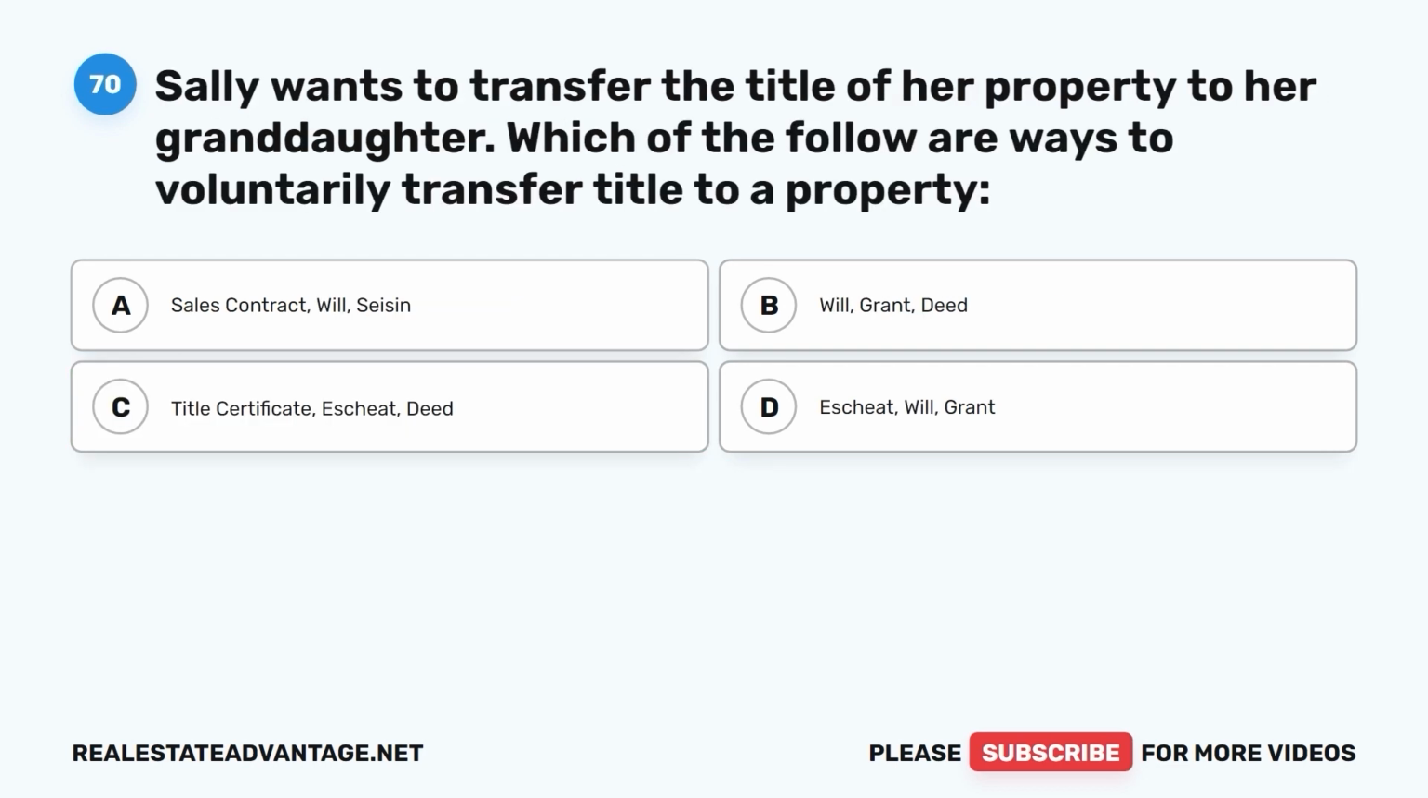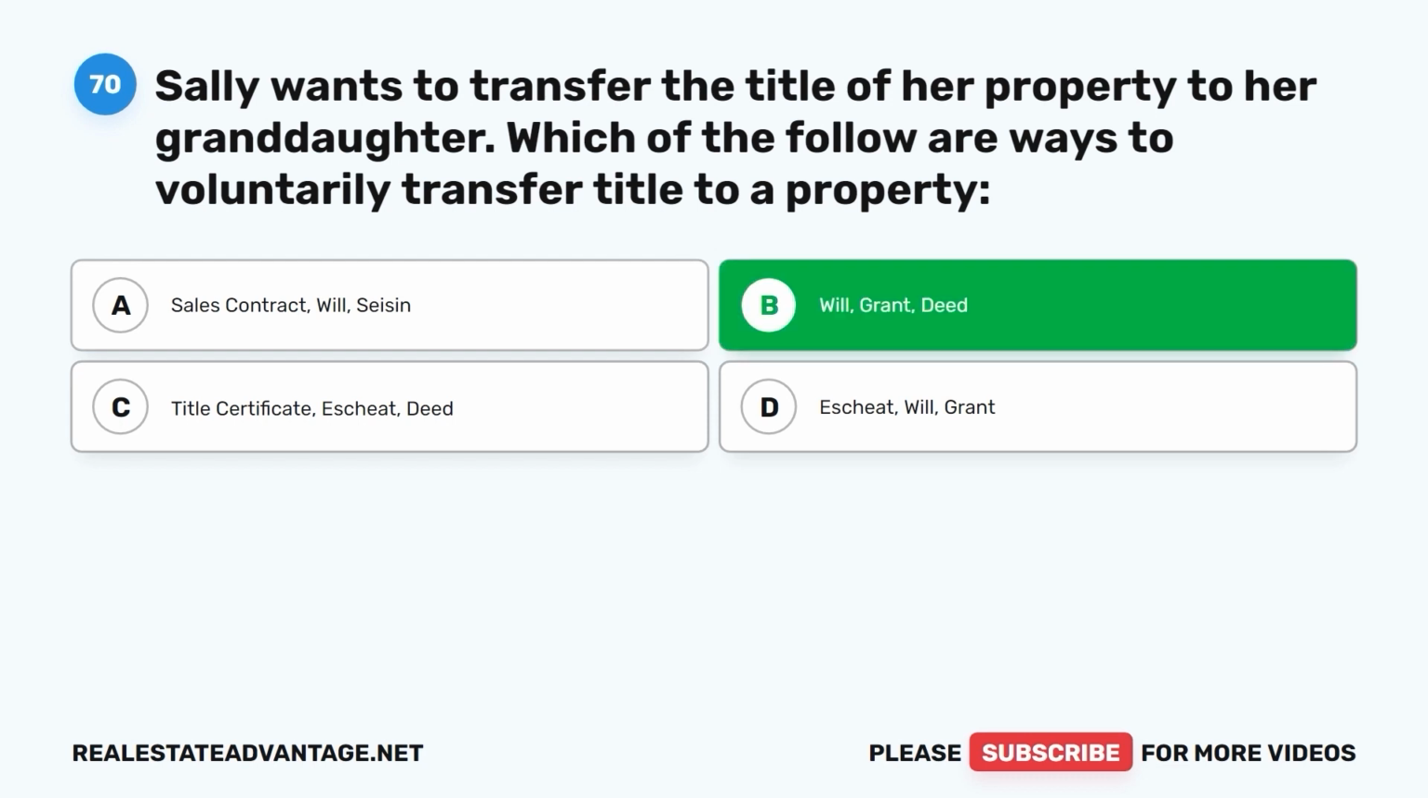Question 70. Sally wants to transfer the title of her property to her granddaughter. Which of the following are ways to voluntarily transfer title to a property? A. Sales contract, will, seisin. B. Will, grant, deed. C. Title certificate, escheat, deed. D. Escheat, will, grant. The correct answer is B. Will, grant, deed.